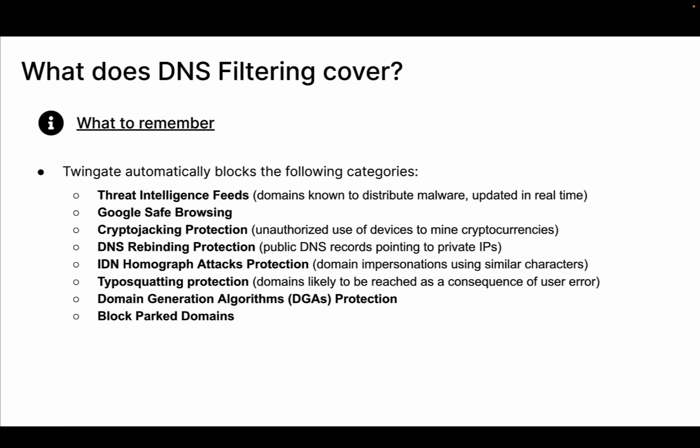Remember that we filter out some categories already based on known lists, Google Safe Browsing, protection around cryptojacking to prevent devices from unwittingly mining crypto, DNS rebinding, so public records that point to private IPs, domains that try to impersonate other domains by using either similar characters or just very easy to make typos in their name. There's a few more that are blocked as well. So all of that is blocked by default. You can't deactivate the security categories, although that will be available at a later time.